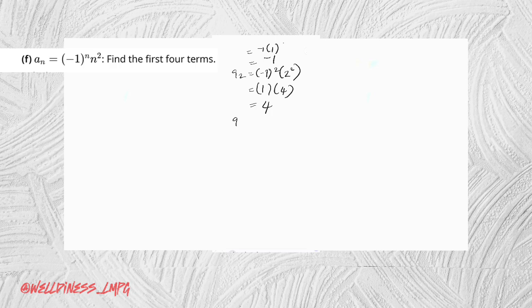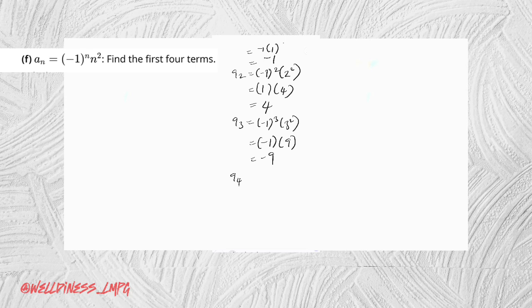As for a3, you are going to substitute 3 everywhere you see n. So in this case, it's going to be minus 1 raised to power 3 multiplied by 3 squared. And we all know that minus 1 times minus 1 is plus 1. Plus 1 times minus 1 will give you minus 1. And 3 squared will give you 9. So 9 times minus 1 will give you minus 9.